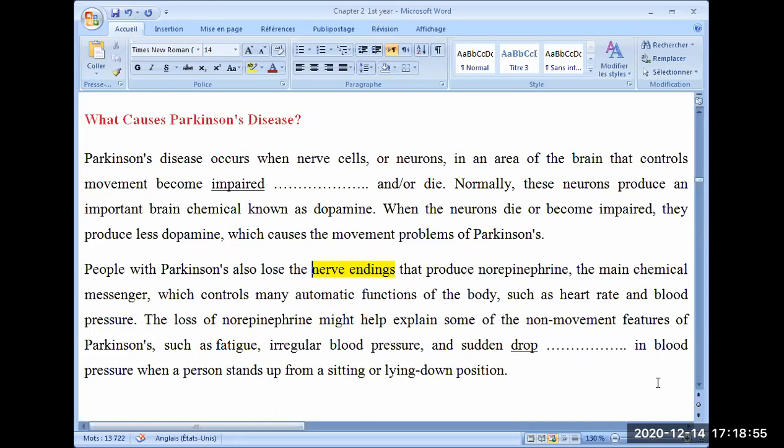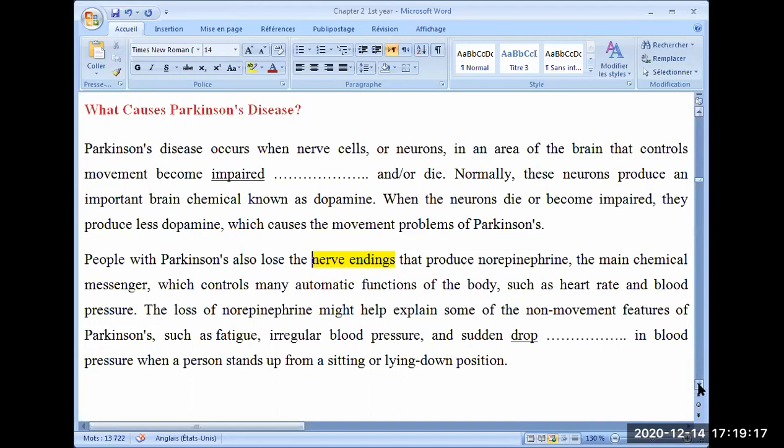Slows down. Sorry? To slow down. Gets down. What is the word before down? Decrease. Slow down. But you need a noun here. We need a noun. Drop can be a noun, can be a verb. Here it's a noun.